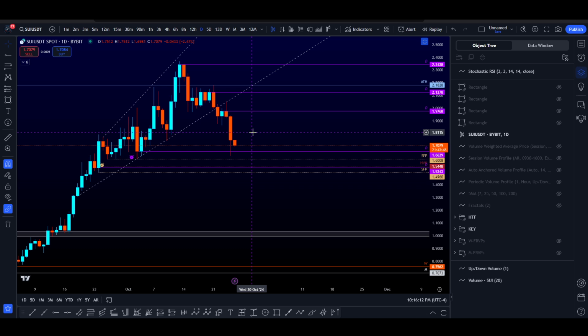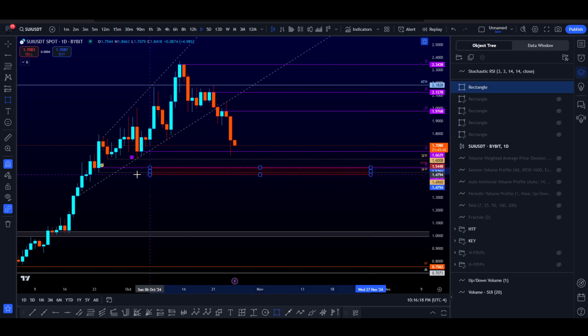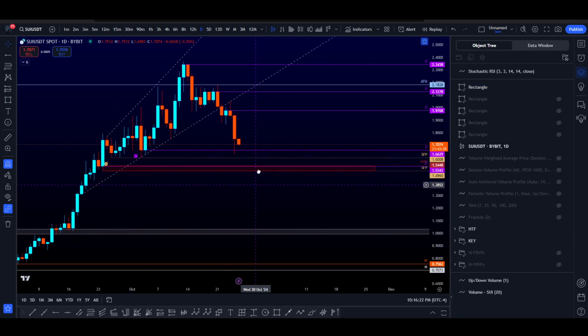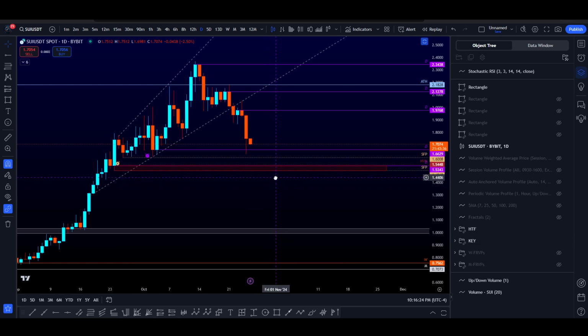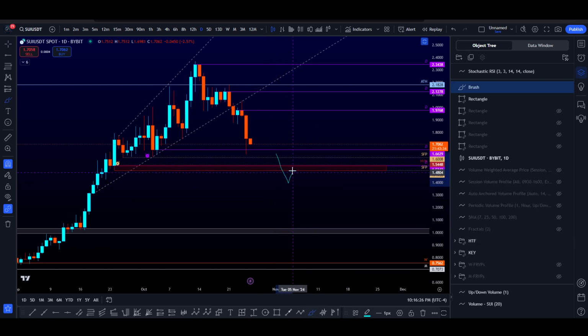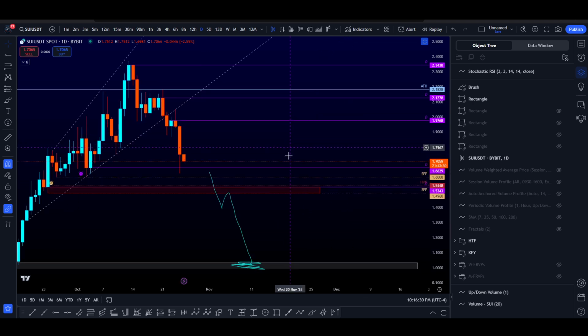You shouldn't really be looking for any more shorts unless we start trading below these lows right here, right? You start trading below these lows, somewhere around here, then I would be looking for a short trade, taking it down to this demand zone down there.